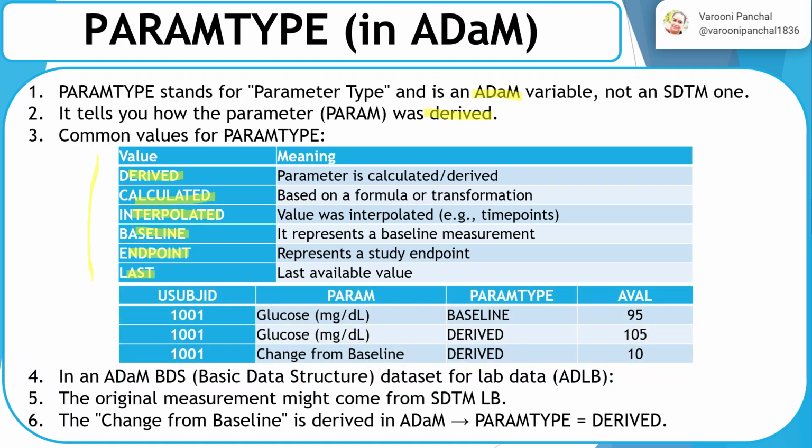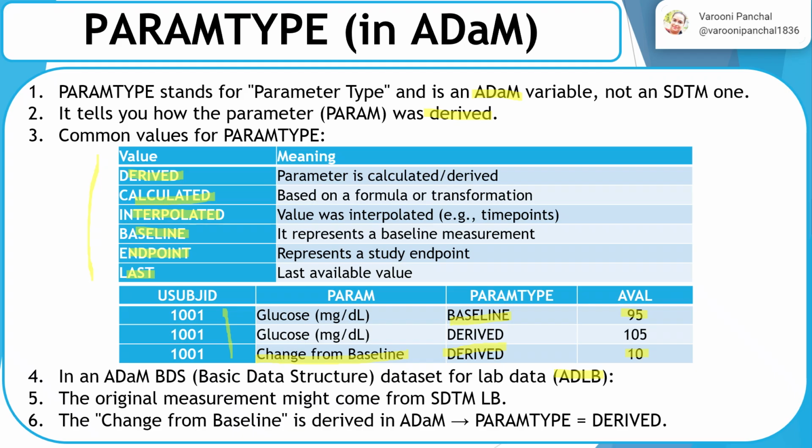Say for example in an ADaM BDS structured dataset for ADLB, I have unique subject ID 1001. The param is glucose and change from baseline. Now this glucose value 95 is my baseline value. If I am calculating the change from baseline, it is obvious that it has been derived, so the value minus the baseline value gives 10. That is the reason param type is mentioned as derived.